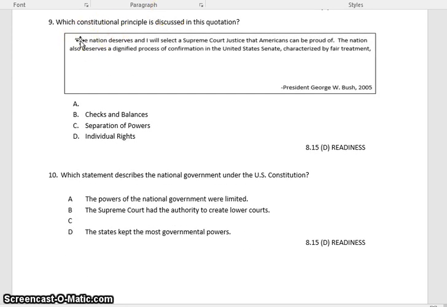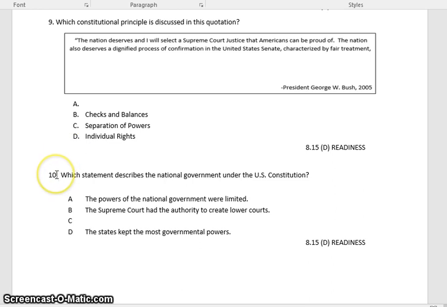Number 9. Which constitutional principle is discussed in this quotation? The nation deserves, and I, being President George Bush, will select a Supreme Court justice in the judicial branch that Americans can be proud of. The nation also deserves a dignified process of confirmation in the United States Senate, which is a legislature, characterized by fair treatment, executive branch. So you have judicial branch, legislature, and executive branch. And they're all working together. Is it B, checks and balances, C, separation of powers, or D, individual rights?